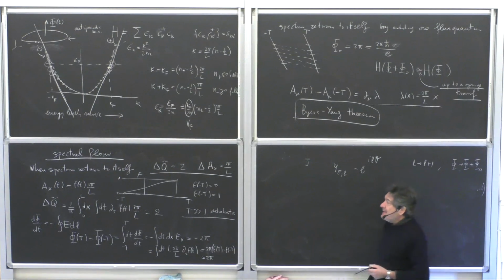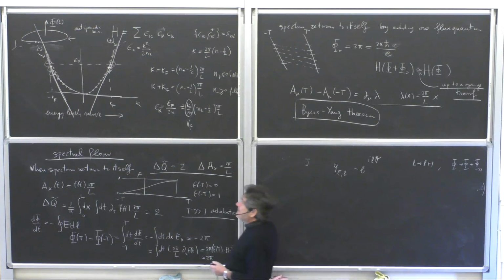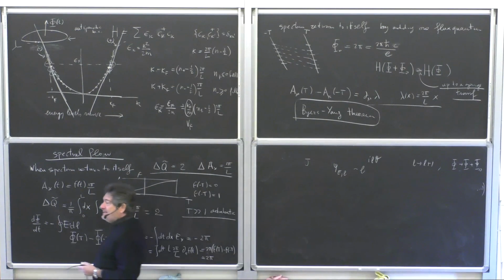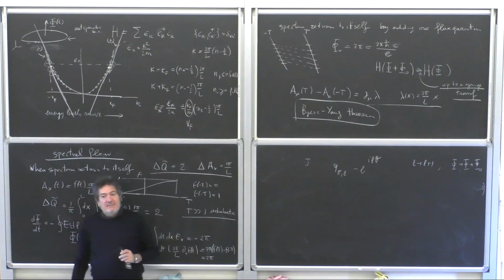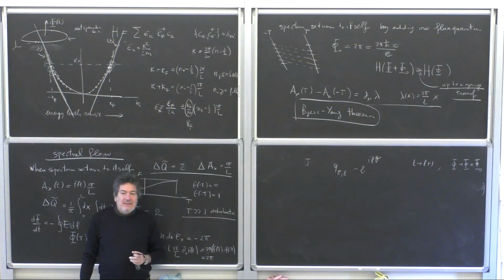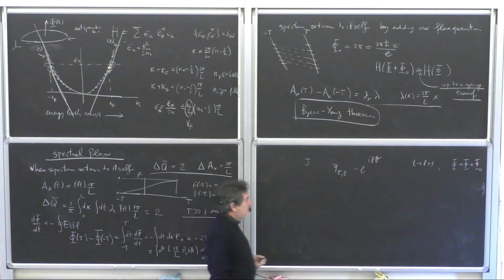Yes, it's a ground state wave function. So this spectral flow is a kind of current, but it's not an ohmic current. It's a collective motion of the ground state. And the process is also called the Thouless pump, if you want an extra name. This is the Thouless pump.